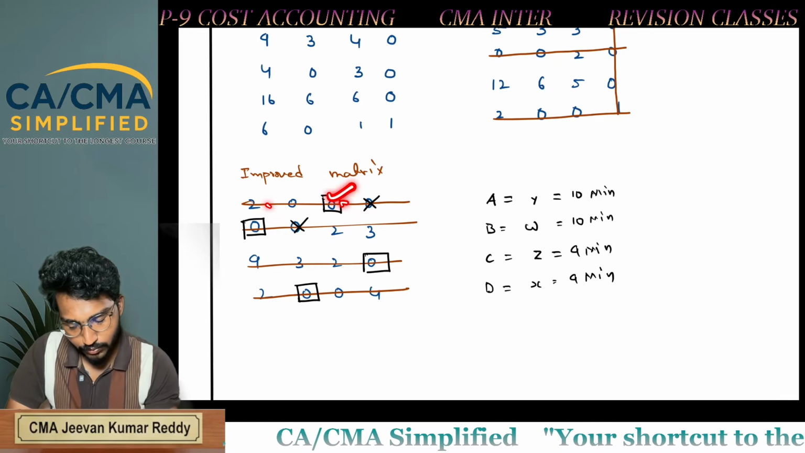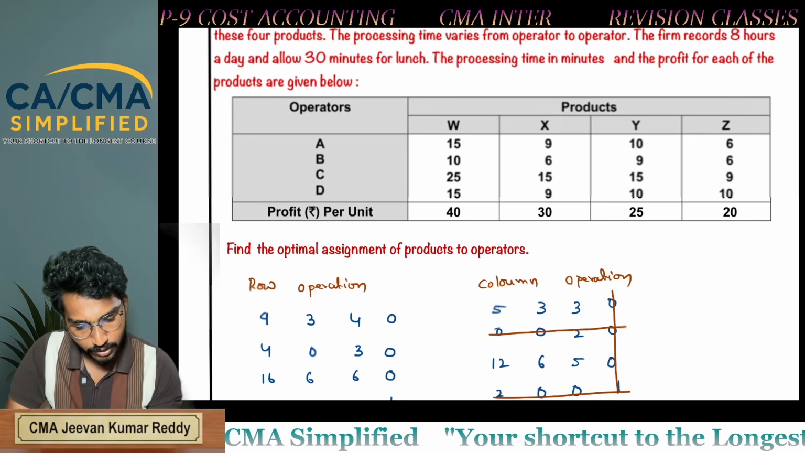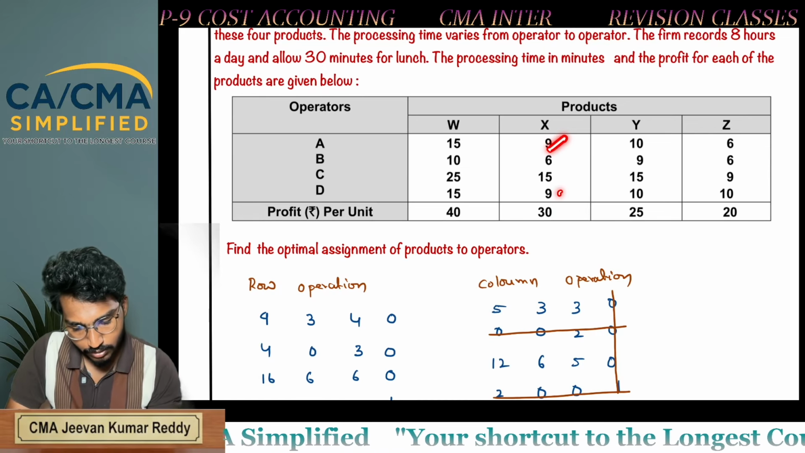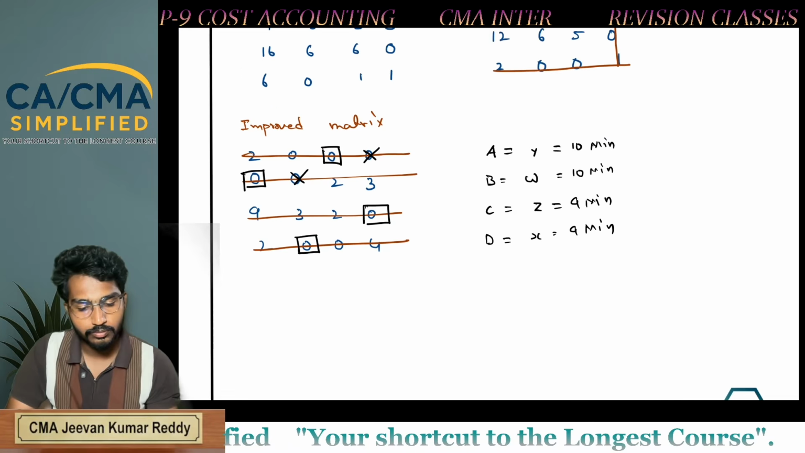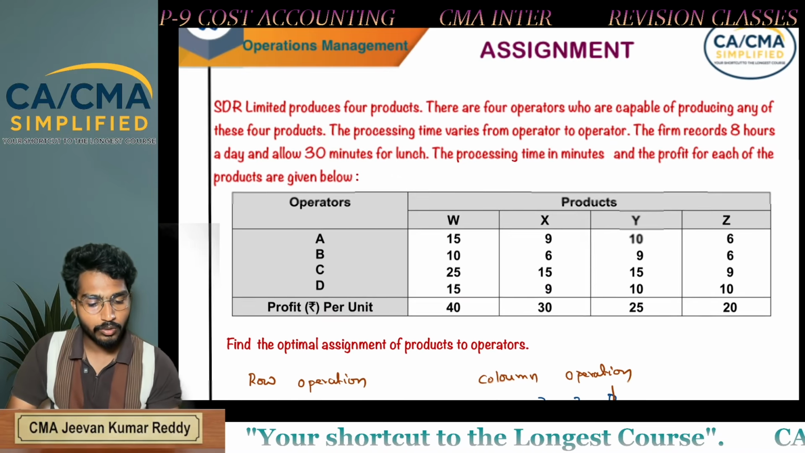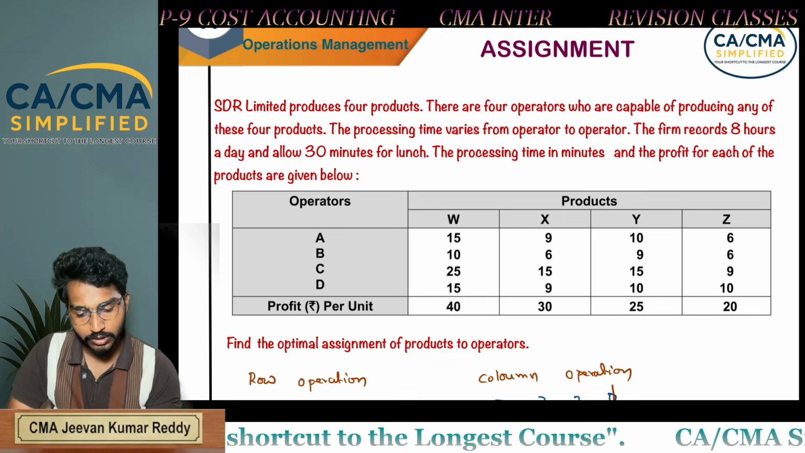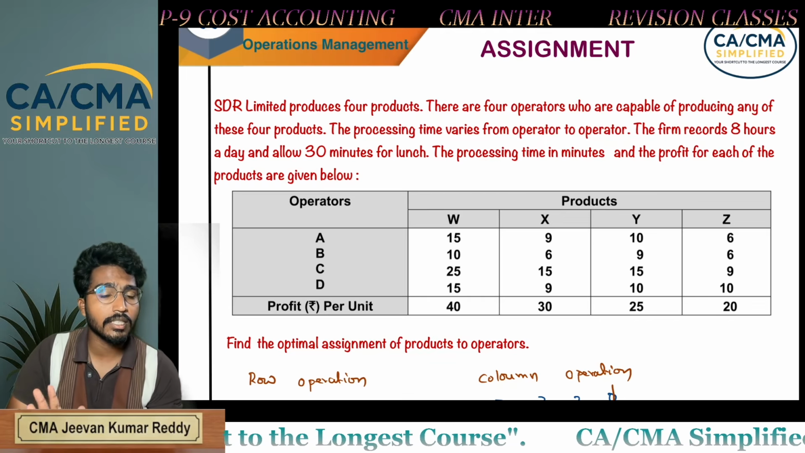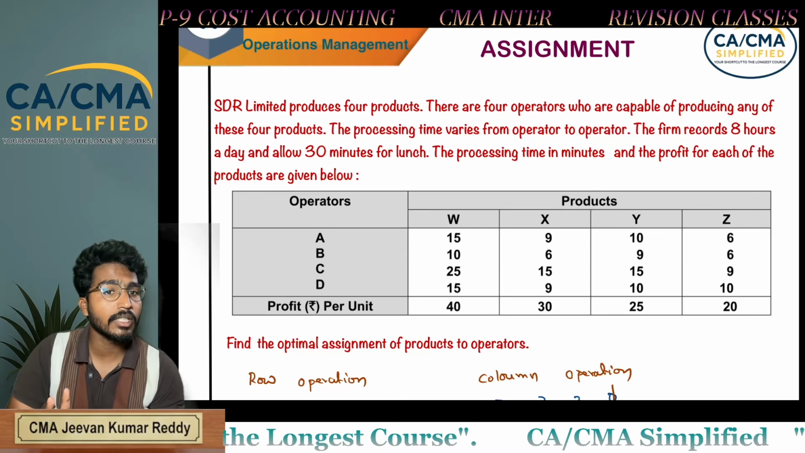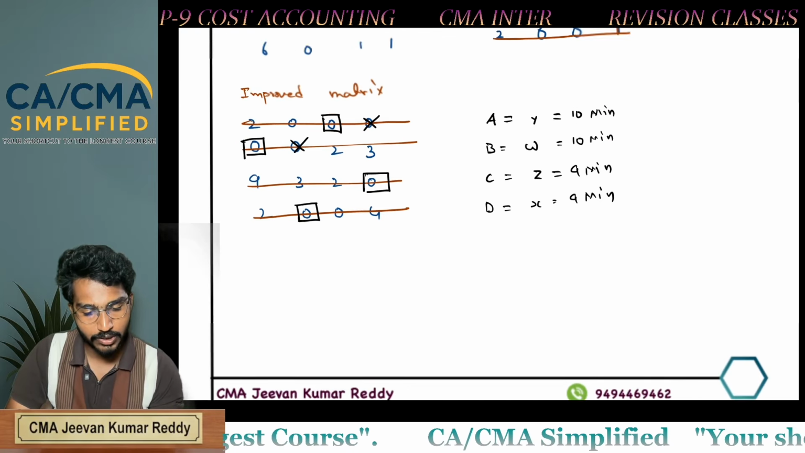A is assigned to Y, B is assigned to W, C is assigned to Z, that is 9 minutes. Next D is assigned to X, that is 9 minutes. So in total we have how many hours? 8 hours, and 30 minutes is gone for lunch and we are left with 7 hours 30 minutes. That means how many minutes? So 450 minutes.